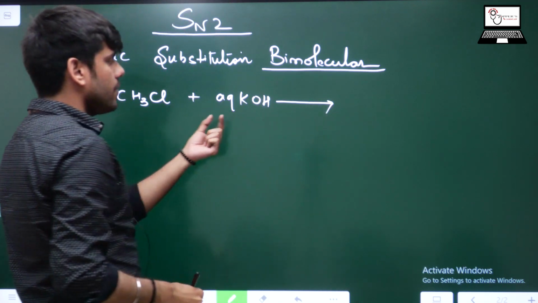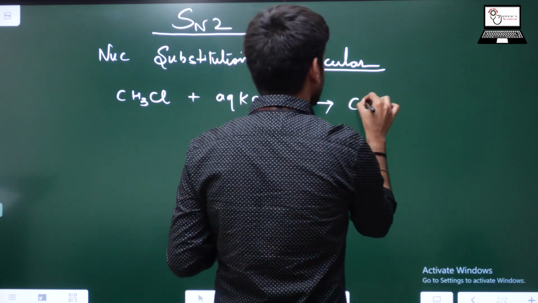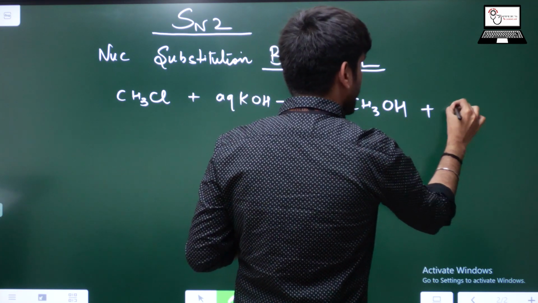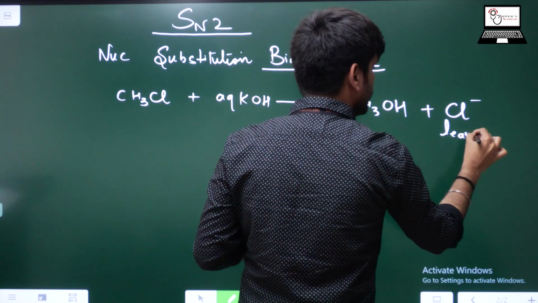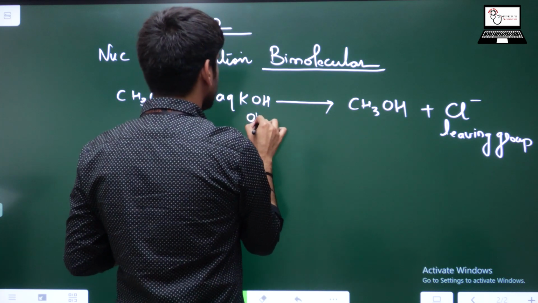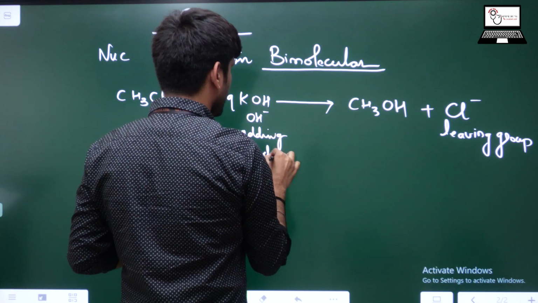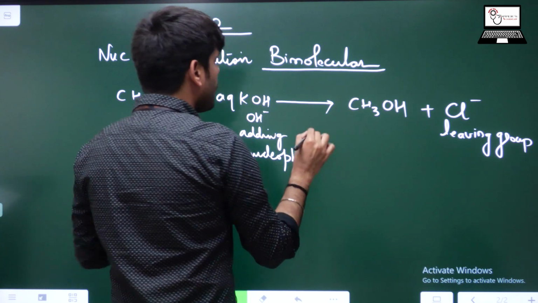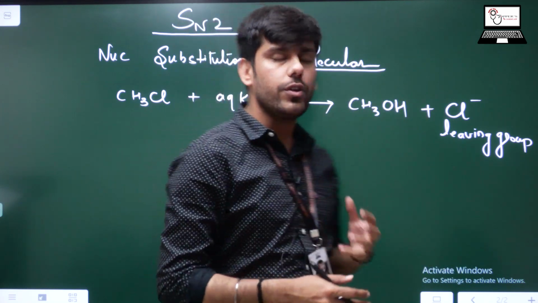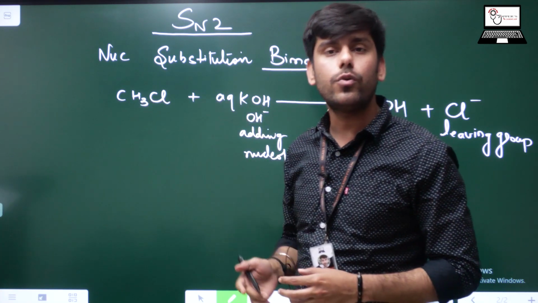Then this OH will act as a nucleophile and it will replace Cl, and I will end up getting methyl alcohol, plus I have Cl minus, which is a leaving group, and OH minus is the adding nucleophile. So bimolecular means that the rate of this reaction depends upon the concentration of both, the substrate molecule methyl chloride as well as the attacking nucleophile.